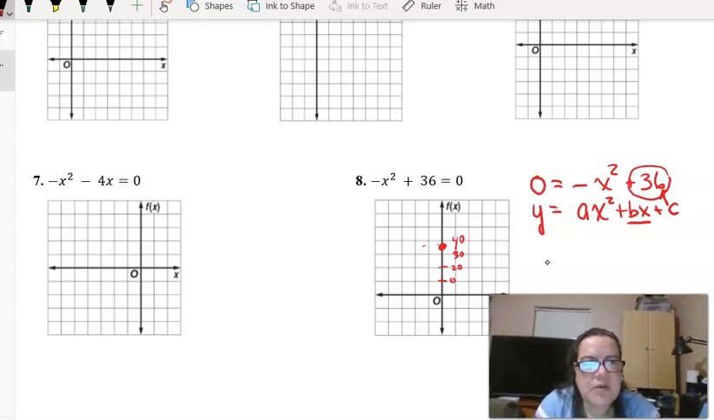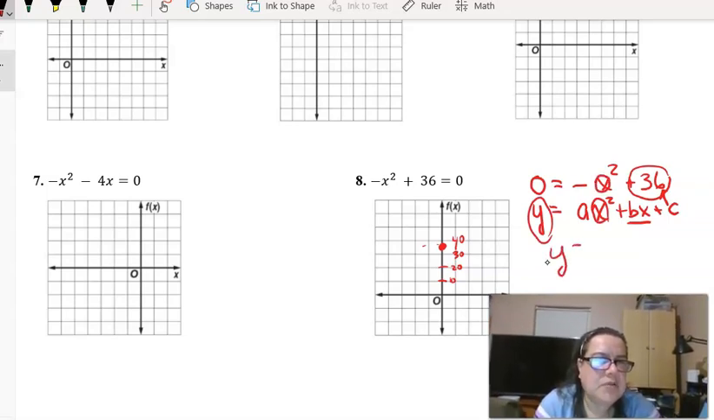So remember certain things that we know about parabolas. If I want to find out what the y-intercept is, right, what do you do? You place 0 in the x. So I'm going to place a 0 here.